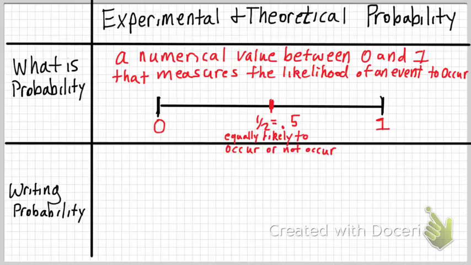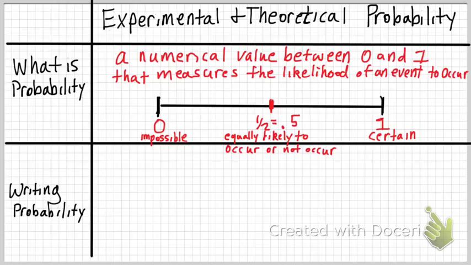And then over here at 0, it is impossible for it to occur. And over here at 1, it is certain to occur. Now, what does this mean? Well, it means that if you have 0% probability or you have no probability of an event to occur, then the probability is that the event will not occur. So if you have 0 probability, then the event will never occur. And if the probability is exactly 1, then it will always occur.